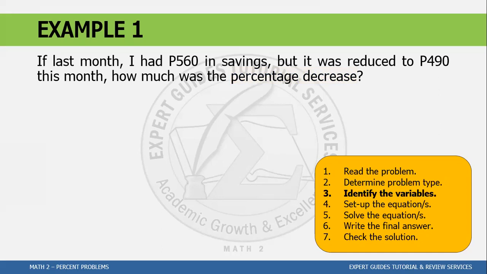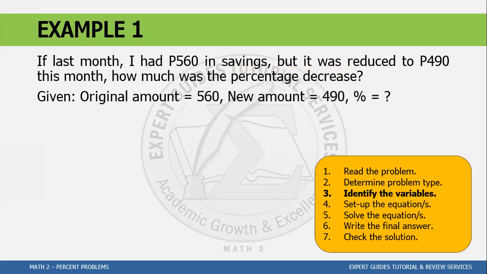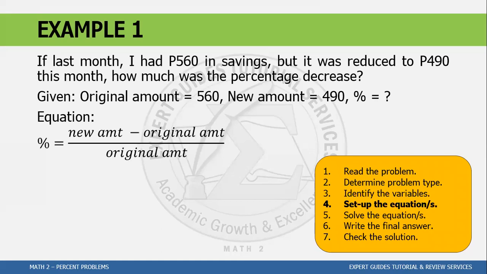So the third step is to identify the variables. Ano yung mga given? Yung mga given natin ay original amount, which is 560 pesos, the new amount, which is 490 pesos, and we are looking for the percentage decrease. So yung rate. Next, we set up the equations. What is our equation from before? It's this one. New amount minus original amount all over original amount.